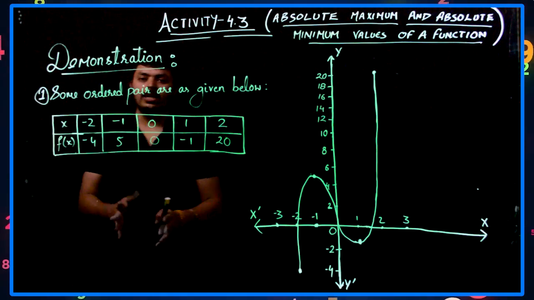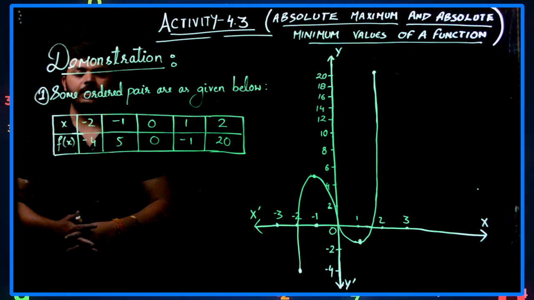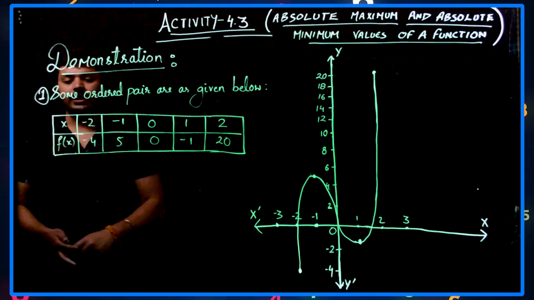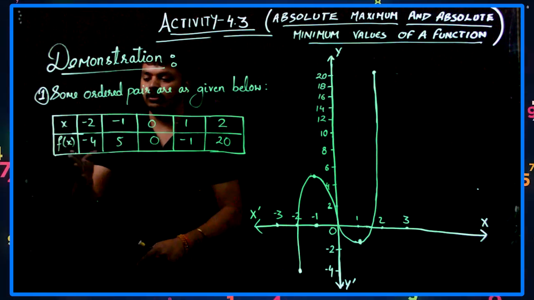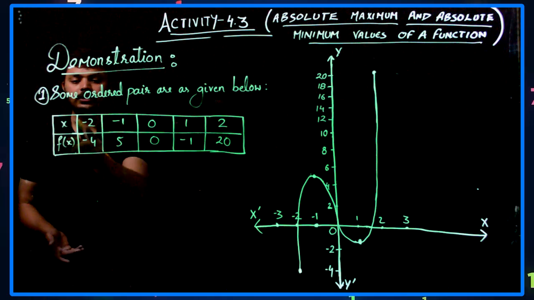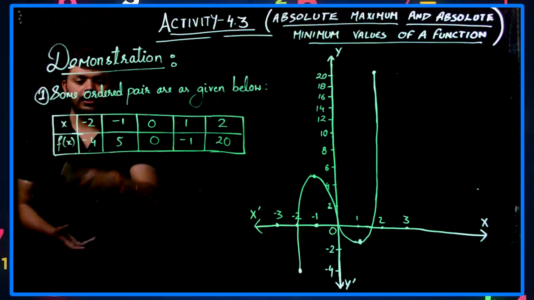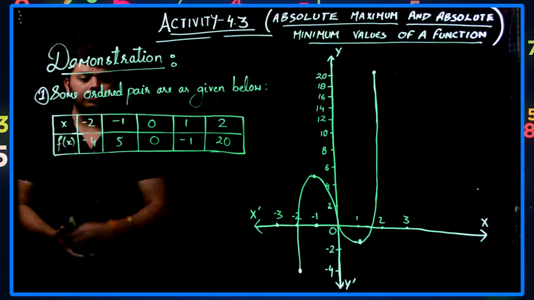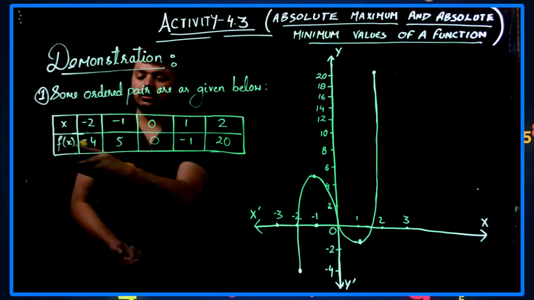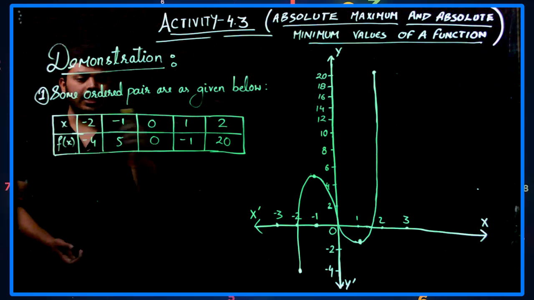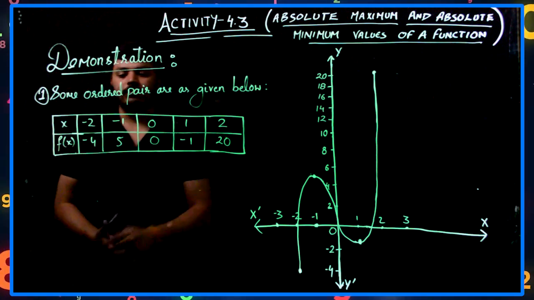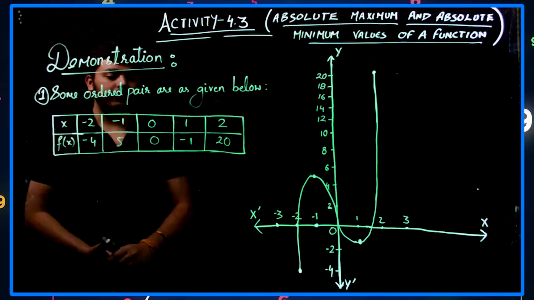So students, now let's see the demonstration for this activity. Some ordered pairs are given below in this table. That is, we have let the values of x and we have found out the values of function f(x). So when x equals -2, then f(x) is -4. When x is -1, then the value of f(x) is 5. Similarly, when x is 0, then f(x) is also 0. When x is 1, then the value of f(x) becomes -1. And at last, when x is 2, the value of f(x) is 20.